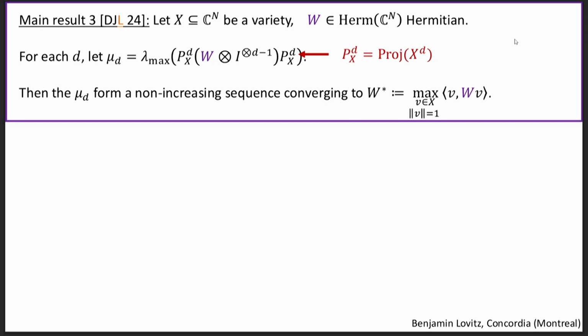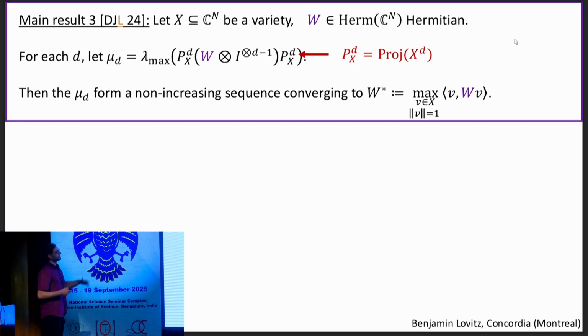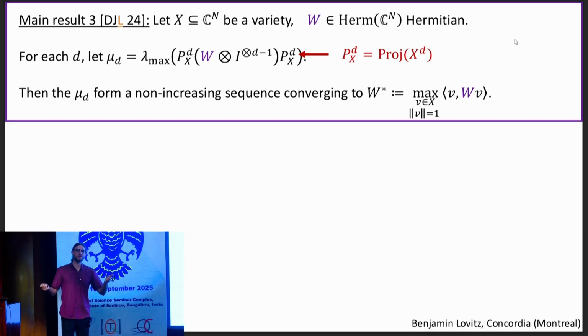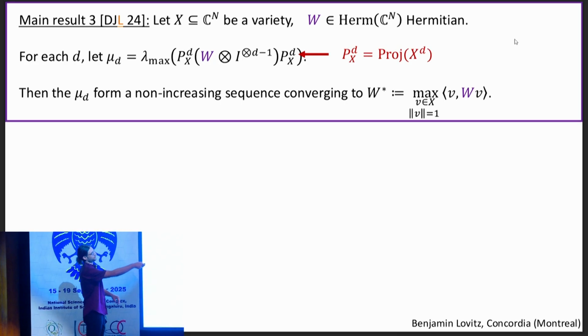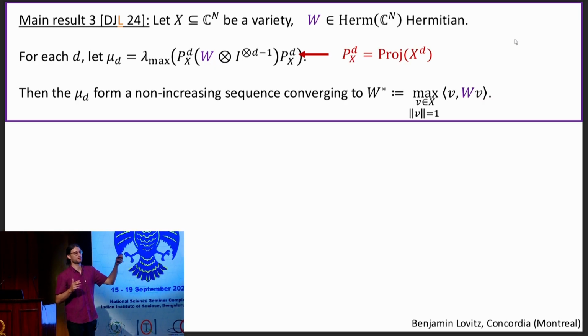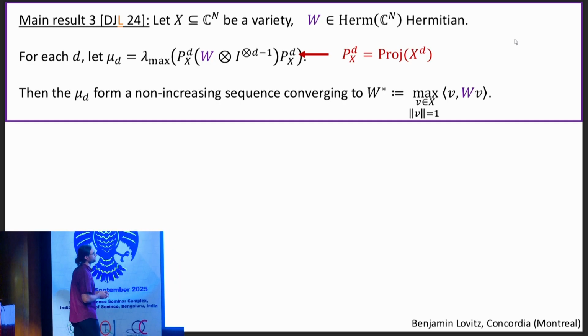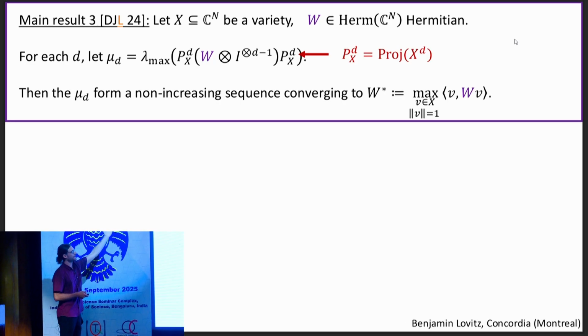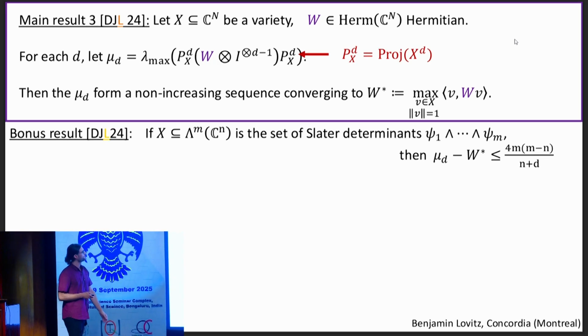You can generalize this symmetric extensions hierarchy to optimizing a Hermitian operator over an algebraic variety. For example, optimizing a Hermitian operator over a set of tensor network states of a given bond dimension, et cetera. And it looks almost exactly the same. I've replaced the symmetric subspace with this space XD.